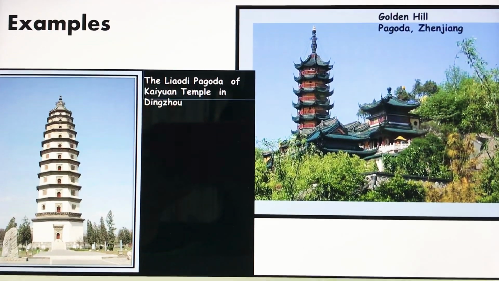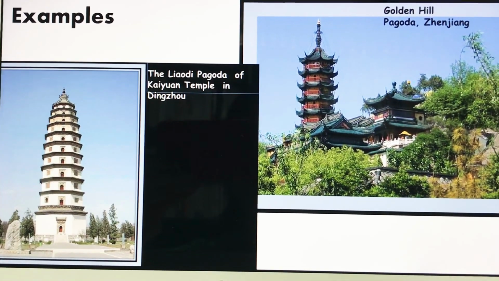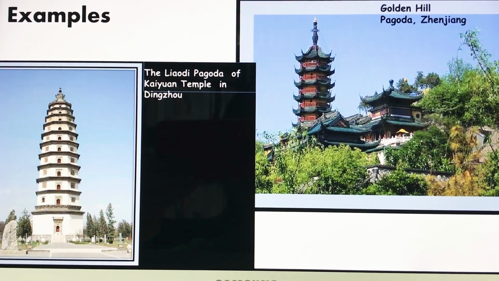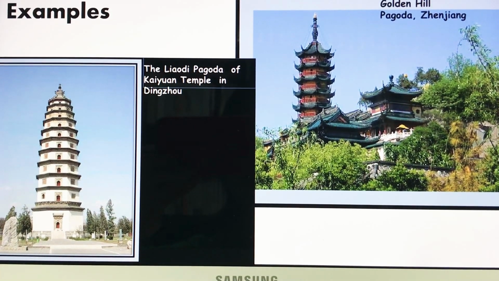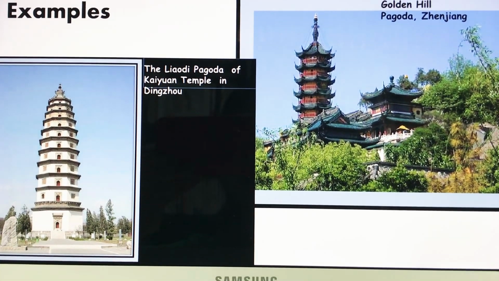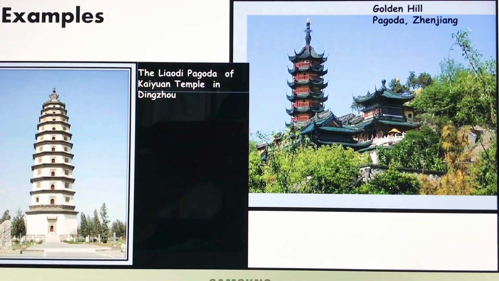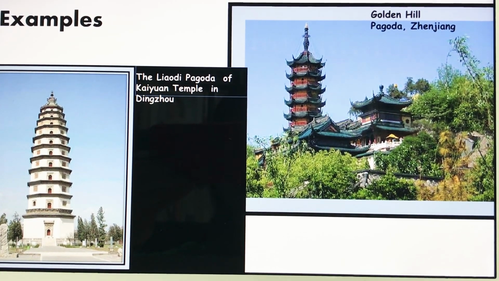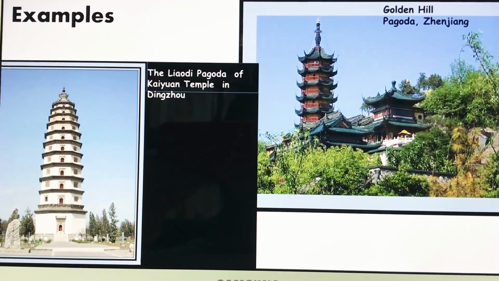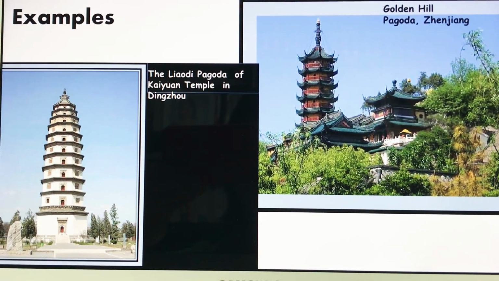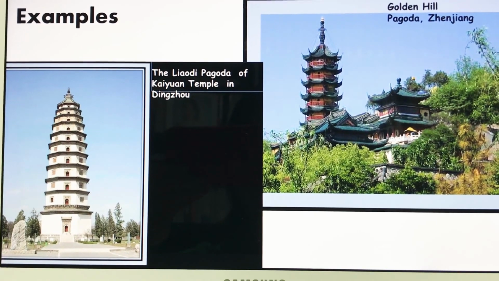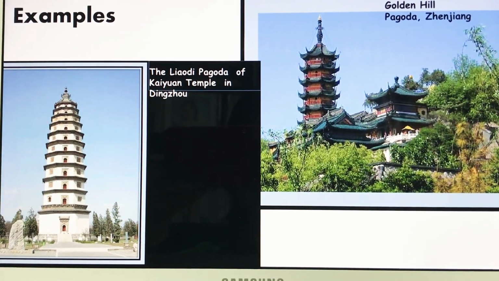The next one is another location in China, Lingzhou. You see the white tower. How many layers are there? 1, 2, 3, 4, 5, 6, 7, 8, 9, 10, 11. Wow, 11. Good. The other one is the Golden Hill Pagoda in Zhenjiang, probably in Zhejiang province?